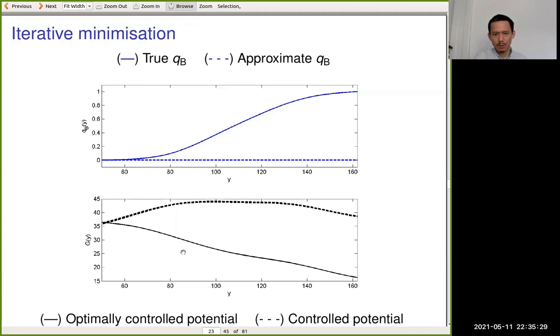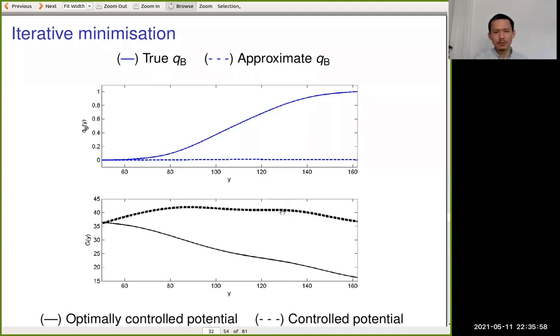At the bottom, what you see in this bottom figure here, the solid black curve is the potential that you get after optimal control. And the dashed black curve is the potential that you get with the control. And since we're starting at 0, the dashed curve is actually very similar to the uncontrolled potential. Okay, so we're doing gradient descent. We start at 0 and we keep doing this iteratively.